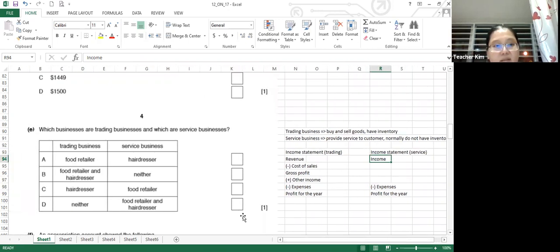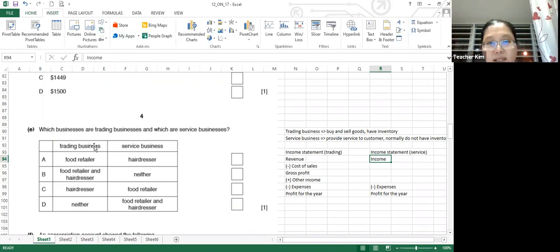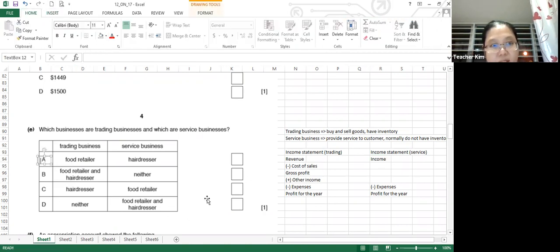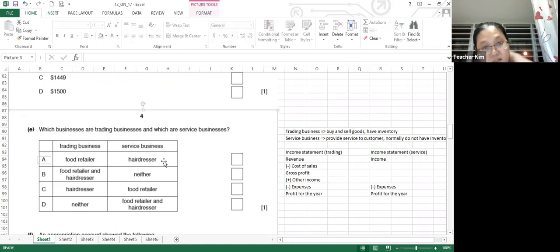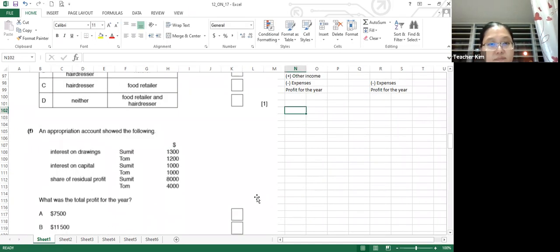So come back to this question. Which one that you think is a trading business? Which one that you think is a service business? Anyone of you? Yes, answer is correct. Okay. So the answer is this one. Answer is A. Food retailer and the hairdresser. Okay.